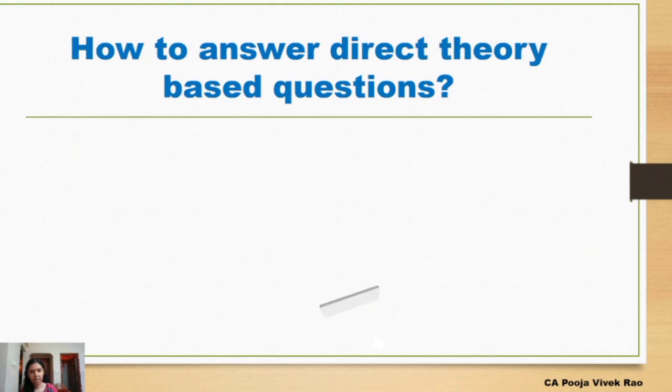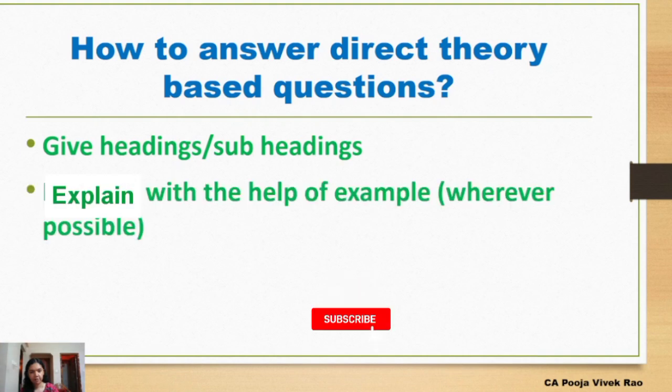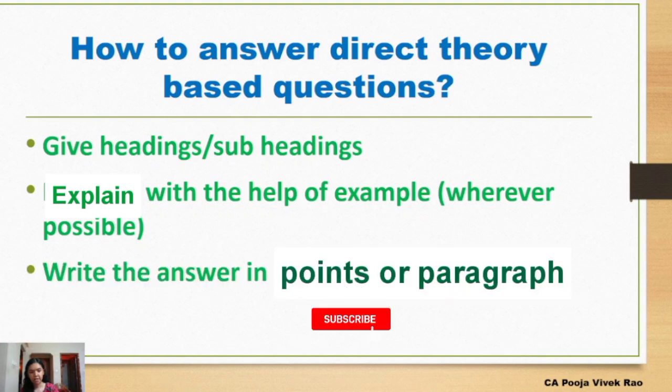Now discussing how to answer direct theory based questions. So for direct theory based questions, you have to give headings and subheadings. And when you are writing the answer, you can give example wherever possible. So you can write the answer either in the form of paragraphs or you can write in the form of bullet points as well. So previously I have made a couple of videos on how to answer case scenario based question as well as direct theory based question. So the link to those videos have been given in the end screen. You can watch those videos from there.